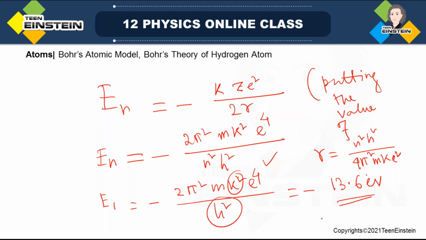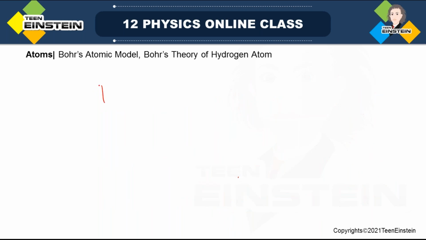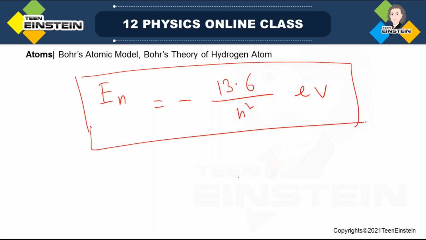So the total energy for a hydrogen atom can be written as minus 13.6 by n square, in electron volt. This is for any orbit. For the first Bohr orbit, if you want to find the energy of an electron, you get minus 13.6, where n is equal to 1. For the second Bohr orbit, how much do you get?